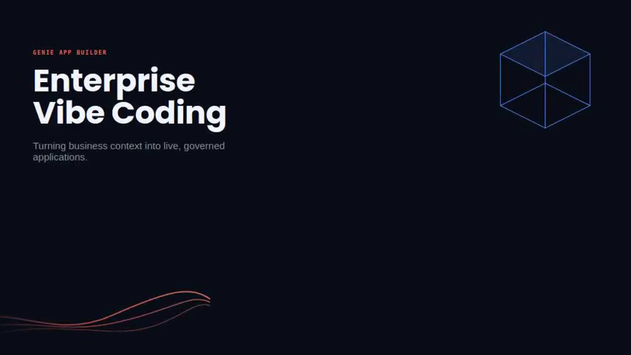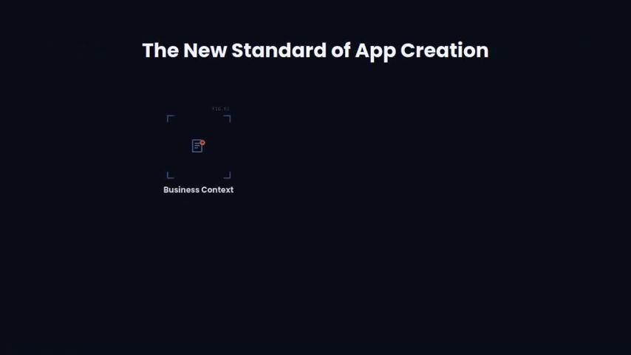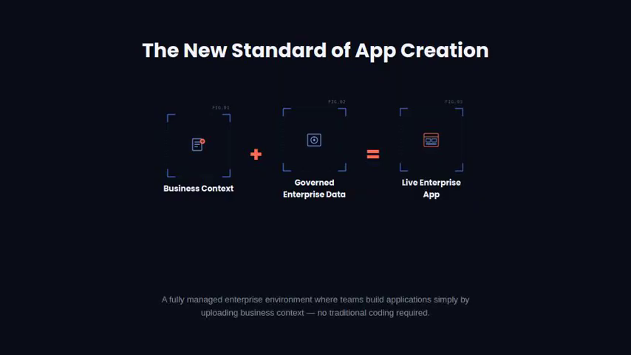This is enterprise vibe coding, turning your business context into live, governed applications automatically. So what does that actually mean? Genie combines two things: your business context, the documents, conversations, and ideas your team already has, with governed enterprise data sitting safely in your data platform. Put those together, and the result is a live enterprise app. No traditional coding required. It's a fully managed environment where any team can build simply by uploading context.